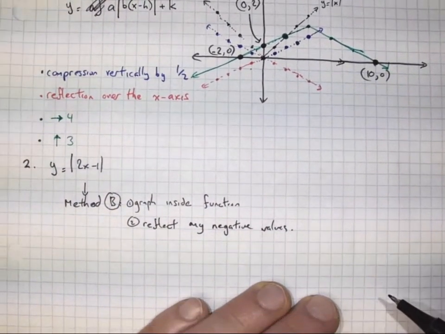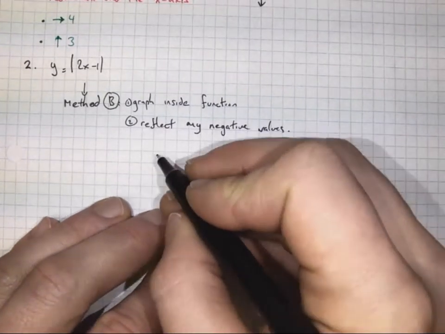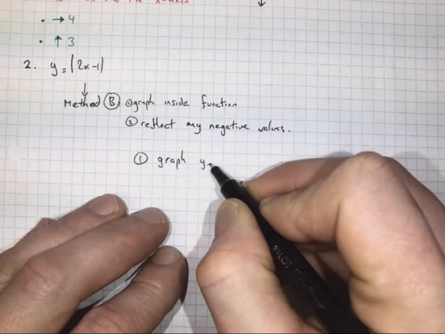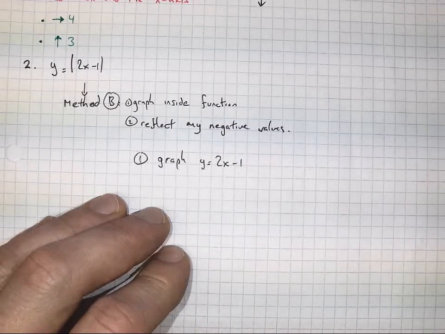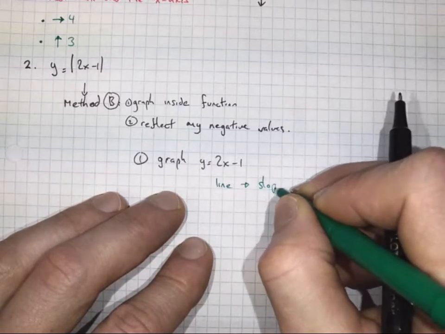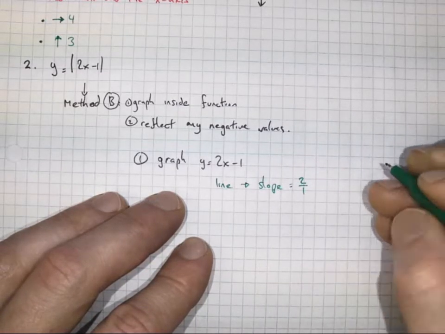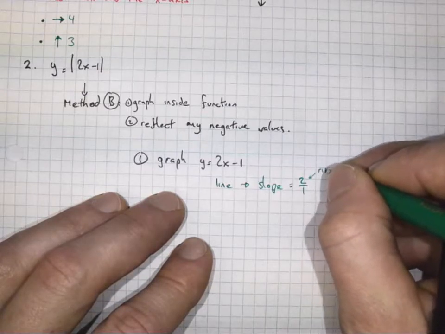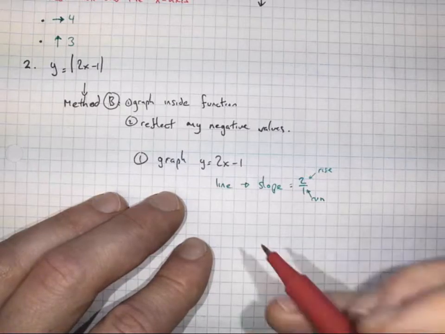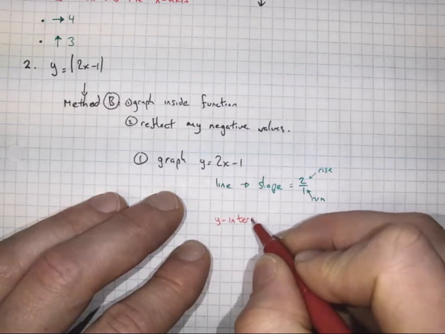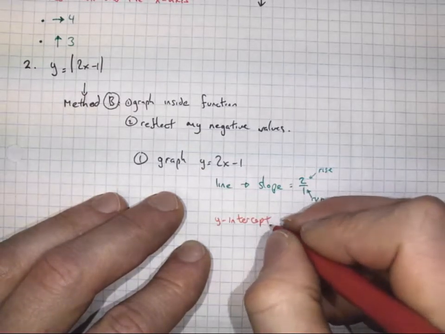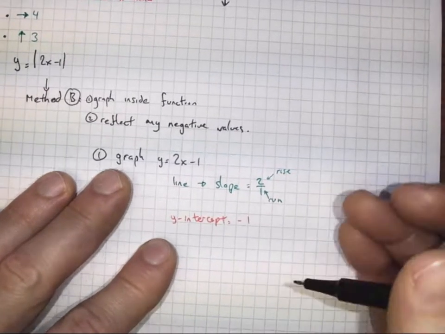All right. So step 1 is I will graph y equals 2x minus 1. And so this is a line, and it has a slope equal to 2 over 1, which is the rise and the run. And it has a y-intercept of -1, equal to -1. All right, so I can sketch that.